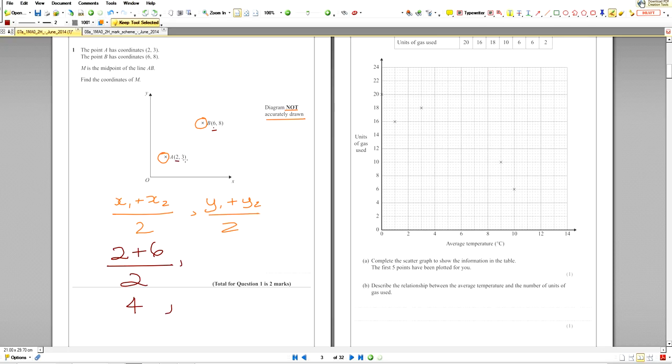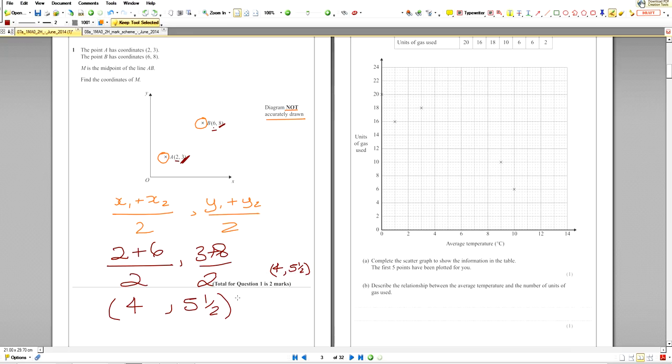Okay, y1. So y1 is now going to be 3, and the y2 is 8. So we've got 3 add 8 divided by 2. 3 add 8 is 11, and 11 divided by 2 is 5.5. So that's my M. So we need to write the values over here. I'm just going to copy it up here. So there's my coordinates for the midpoint M. Are we happy with the technique, folks?